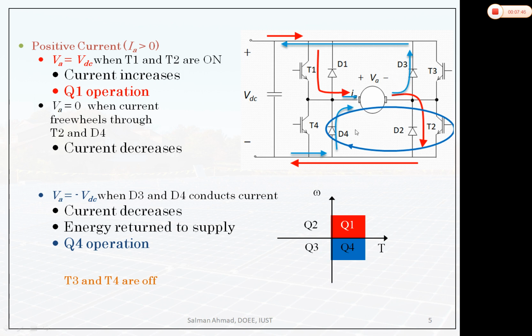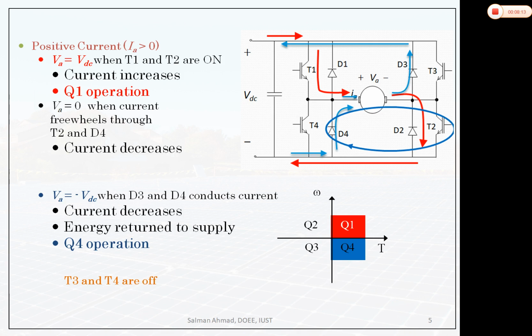So whenever D4 and D3 are conducting, the voltage applied across the armature circuit will be negative and the current is in the positive direction, so the product of voltage and current will be negative, and the power will be negative. That means the motor is working as a generator, so the energy will be fed back to the supply. So this is the Q4 operation.